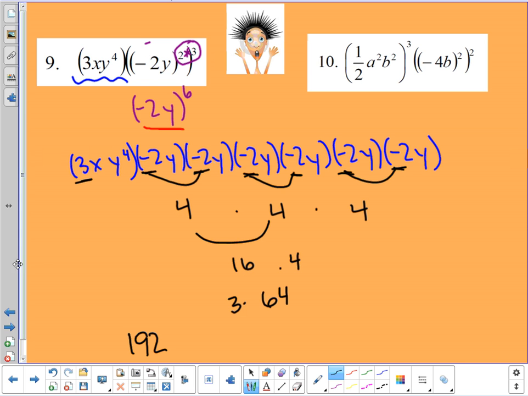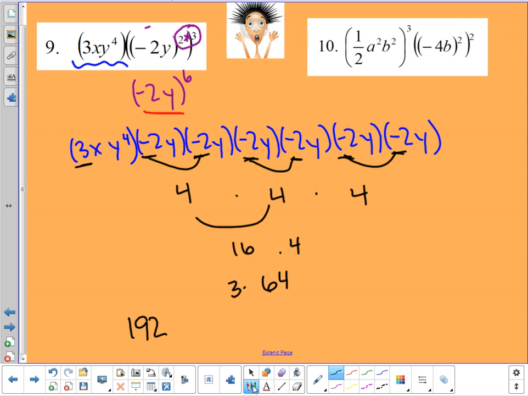That's okay. Now go back and look at the variables. So this x is just chilling by itself. That's the only x that I have. But now I've got to look at the y's. I have 4 y's right here. I have 1, 2, 3, 4, 5, 6 y's over there. They're all raised to the first power. So that's 1, 2, 3, 4, 5, 6 of them. And then 6 plus 4 gives me 10. So that's y to the 10th power.